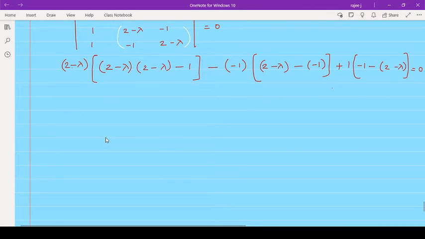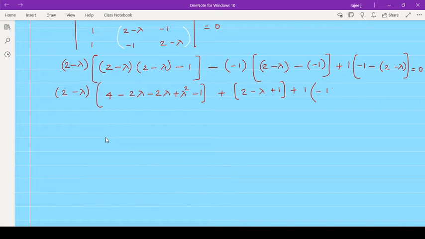So now that is equal to 2 minus lambda into, opening 2 minus lambda into 2 minus lambda, it is 4 minus 2 lambda minus 2 lambda plus lambda squared. Just opening the brackets, minus 1 minus, minus minus becomes plus, 2 minus lambda plus 1. You need not write this in such an elaborated way; you can do it shortly, since 2 plus 1 is 3. For your information, I am writing this. So here it is minus 1 minus 2 plus lambda equal to 0.